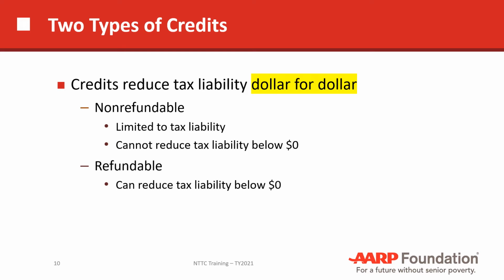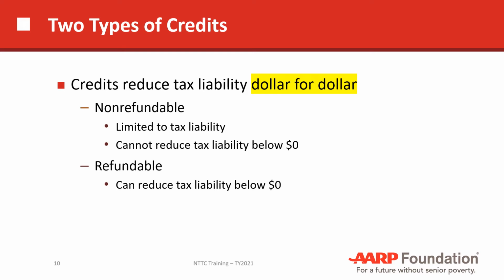So if somebody receives a credit, let's say that somebody has a tax liability of $1,000 and they receive a credit, let's say for child care or for some other, there are many different credits that we'll get into later on, but if they receive a credit that's $1,000, then their $1,000 tax liability is completely wiped out by the credit. So they owe nothing.